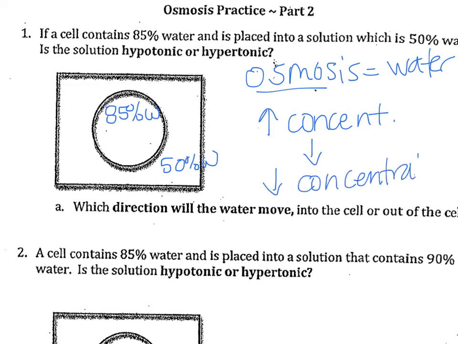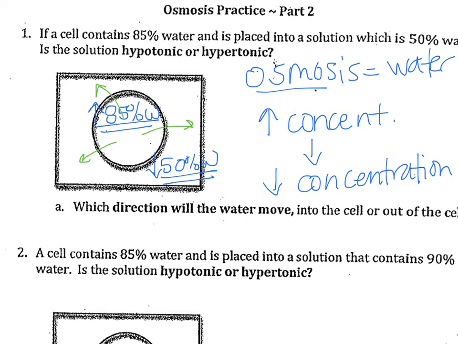So with this problem, I can already tell you where water is going to go, because I know that 85% is high, and I mark it with an up arrow, and 50% is lower than 85%. So immediately I know that water is going to go from an area of high concentration to an area of low concentration. Therefore, my water is going to leave my cell. Now, some of you already remember if water leaves a cell, what kind of a solution that is. But if you haven't memorized that, and you don't need to, there's a quick way to figure this out.